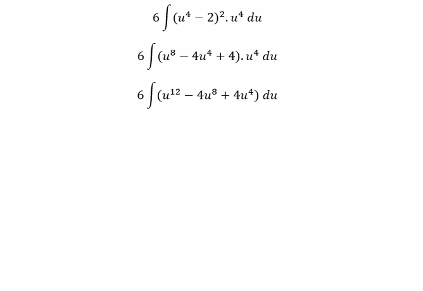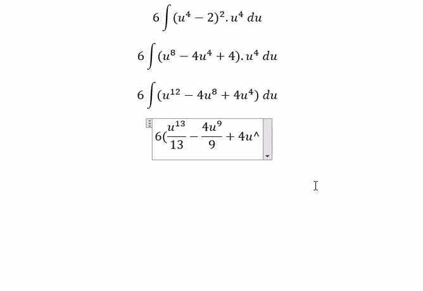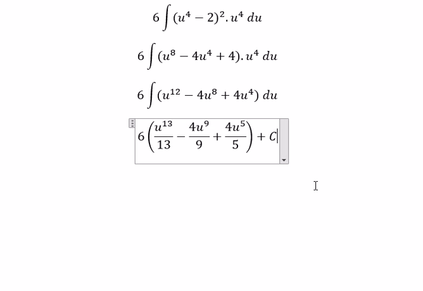Next, we get the final answer. The integral of u to the power of 12, you get u to the power of 13 over 13. The next one, you get u to the power of 9 over 9. And that's u to the power of 5 over 5. And we put C as the constant.